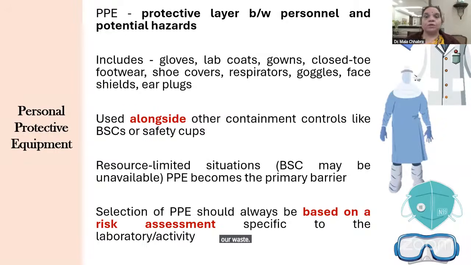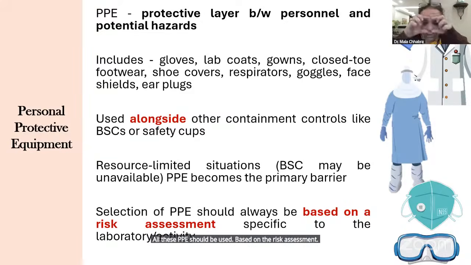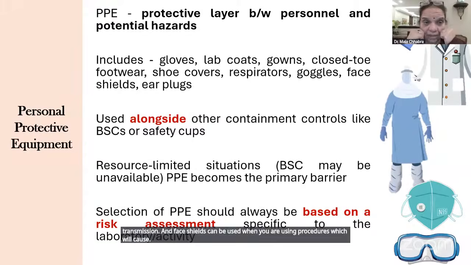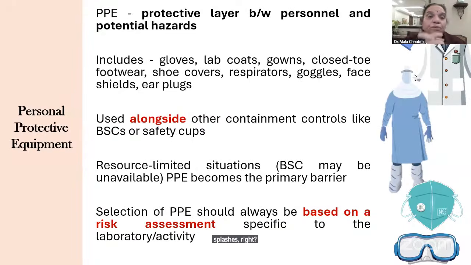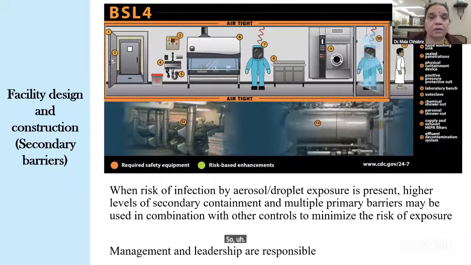So, what I want to emphasize is that all these PPE should be used based on the risk assessment. Closed goggles are required when you suspect a contact transmission. And face shields can be used when you are using procedures which will cause splashes, right? So this is how we do a risk assessment and select our PPE. So next is coming to facility design.